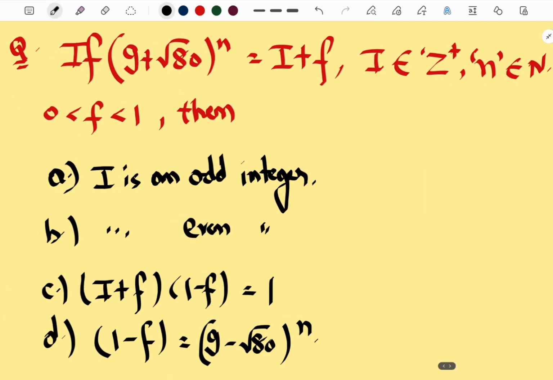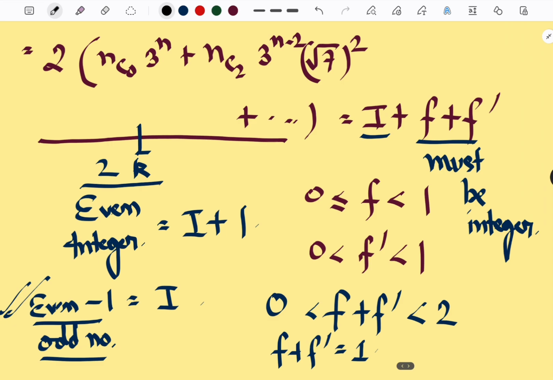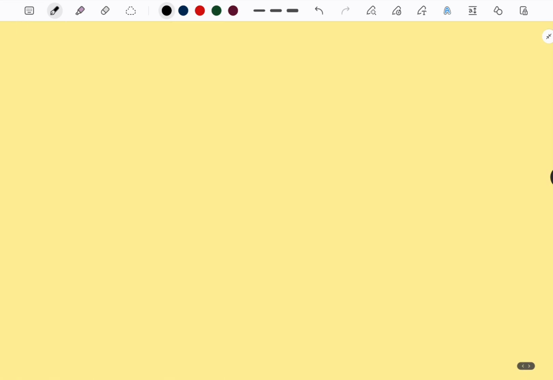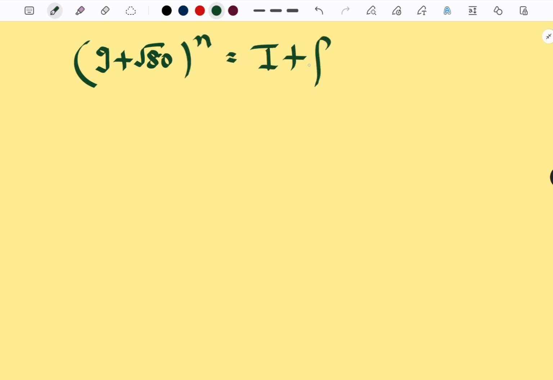So which of the following will be true? Now how do we proceed with this? What are the things that we are required to prove? And what will be our course of discussion? First, we are required to find what is I, the way we did in the previous question. Again, what is the next thing? There is something (I + f)(1 − f). We'll see how we find the value of 1 − f. Obviously, in this type of question, I have already stated that if (9 + √80)^n is given, this will be equal to some integral part plus fractional part, where the fractional part will lie from 0 to 1 somewhere.